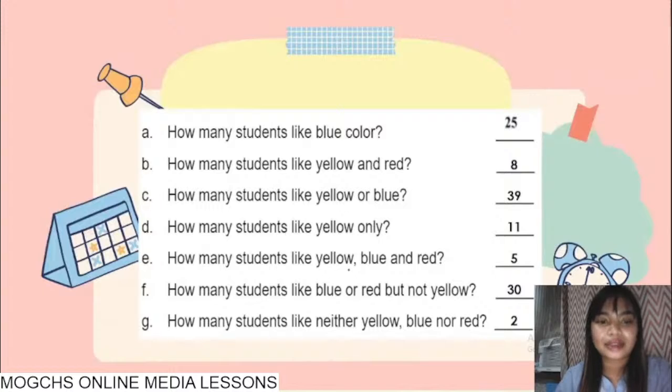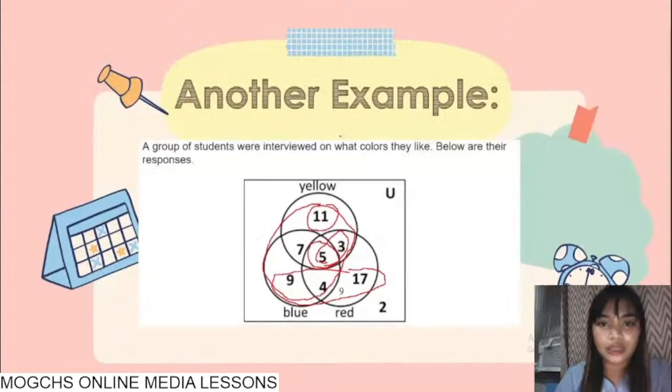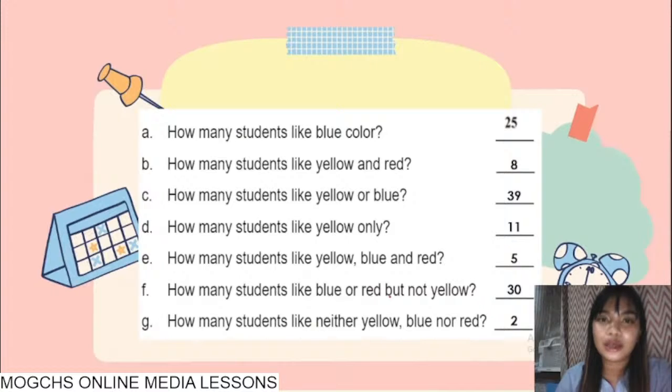Next. How many students like neither yellow, blue, nor red? So how many students don't like those three colors? If we look at the figure, this number 2 is outside of the set, so those are the students who don't like those three colors. So your answer there is 2. Simple, right?